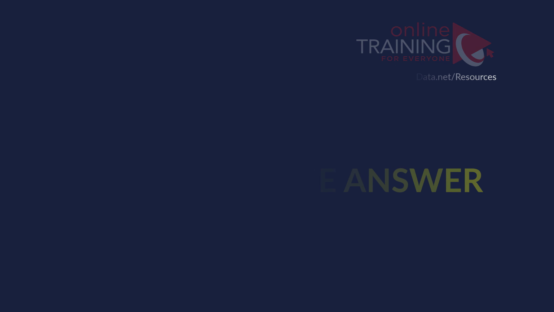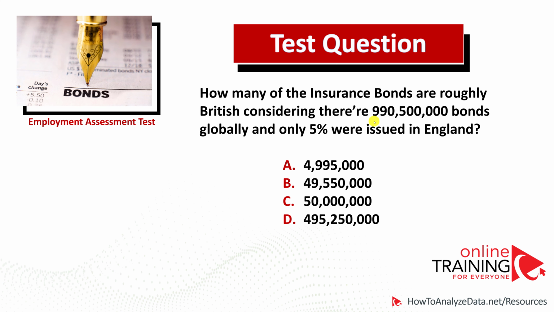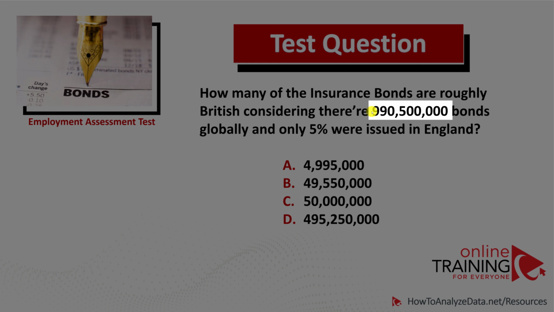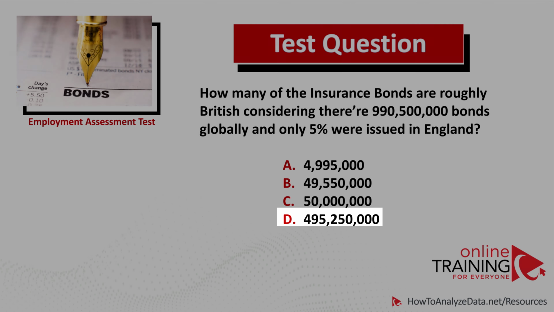The trick here is that we need to deal with large numbers in your head without the calculator to do the math. The closest match to 990 million is 1 billion, and 5% of 1 billion is 50 million. So only choices B, 49 million, and C, 50 million, could be considered for the answer, because choice A represents approximately 5% of 100 million, not 1 billion. And choice D represents 5% of a much larger number.